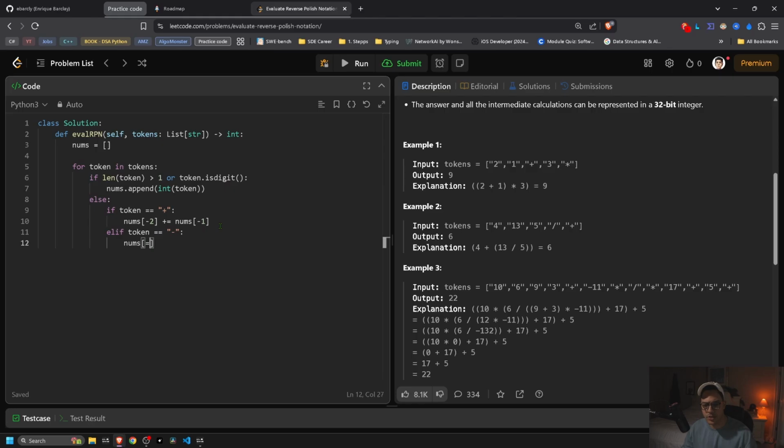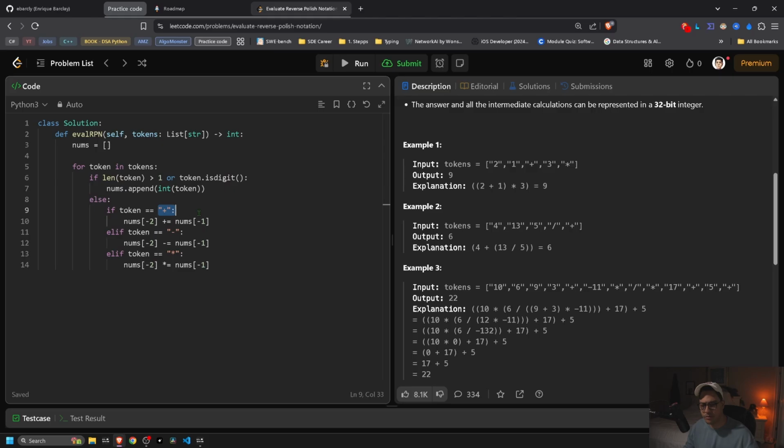Nums at -2 minus equal nums at -1. Great. And that's pretty much the subtraction part. We're going to do the same thing. Elif token equals. So now we're looking for multiplication, right? So if that's the case, we are going to say the same thing. Nums at -2 times equal nums at -1. Great. And so far, so good.